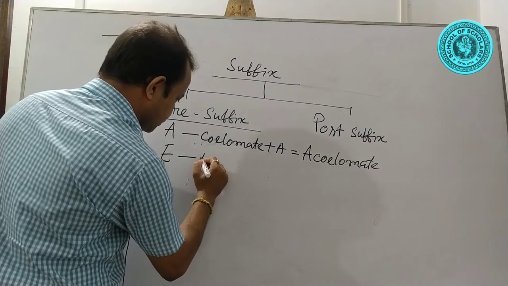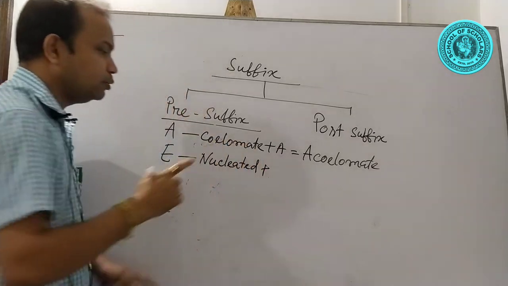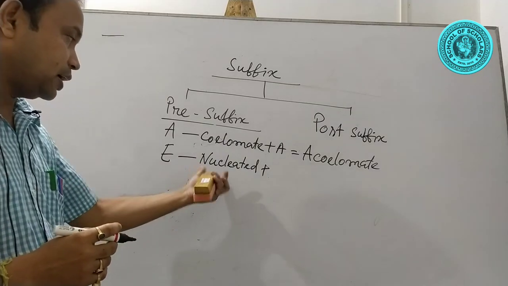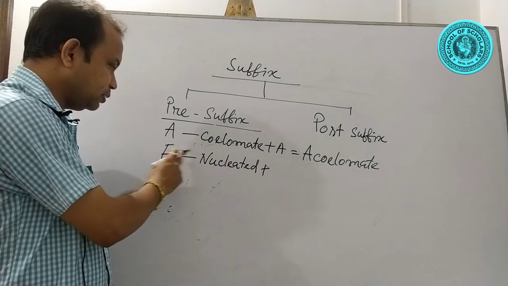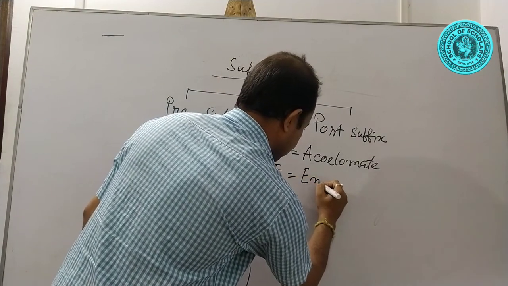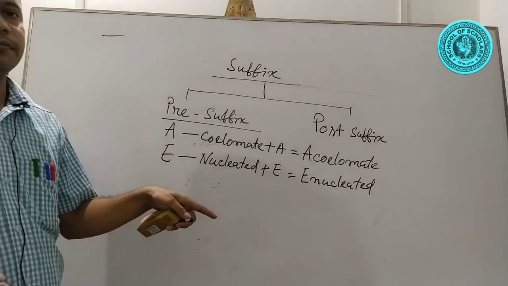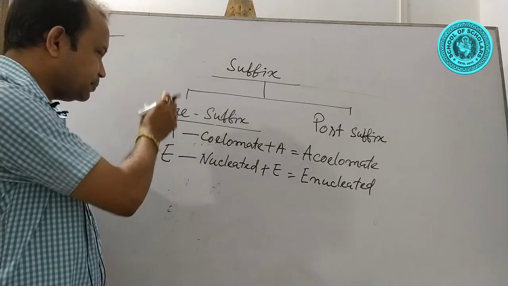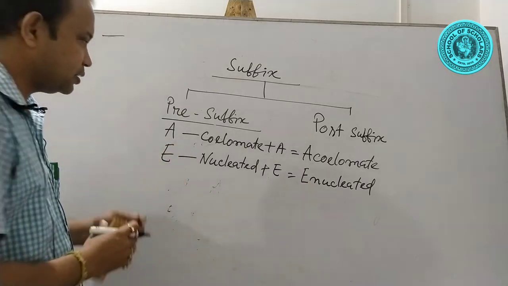Suppose E also means absent. Suppose nucleated means the cell contains a nucleus, therefore it is called nucleated. If you add E in the front position, then the word becomes enucleated, meaning absence of nucleus. These are called prefixes.